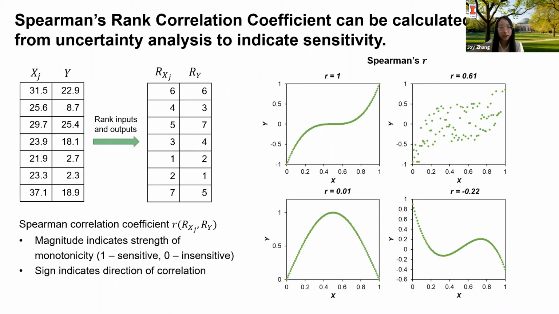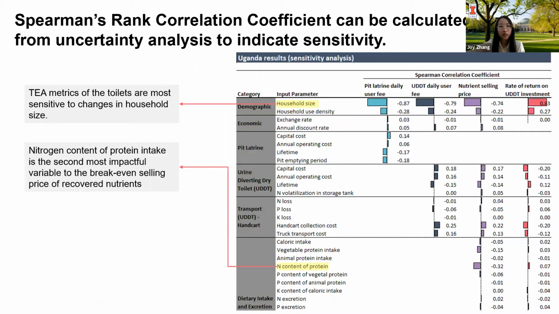Here, I want to show an example in the Excel spreadsheet we prepared. These are the Spearman correlation coefficients calculated using the uncertain input parameters and the corresponding TEA metrics. And we can see that household size has generally the highest magnitude of Spearman correlation coefficient for output variables across the board. So we can basically conclude that household size is an important parameter in these two systems.